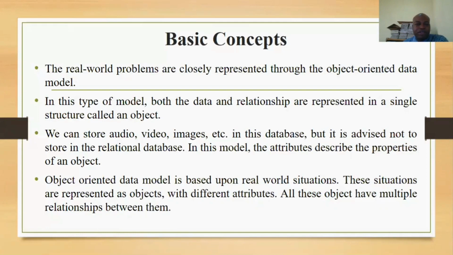So, the basic concepts. Real-world problems are closely represented through the object-oriented model. In this type of model, both the data and relationships are represented in a single structure called an object. In other words, an object is just a single structure in an object-oriented data model. We can store audio, video, and images in this database, but it is advised not to store them in a relational database. In this model, the attribute describes the properties of an object.